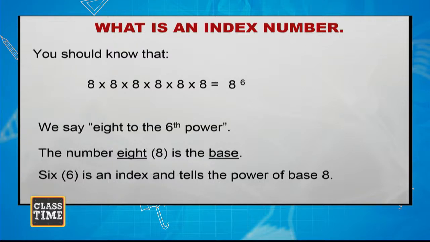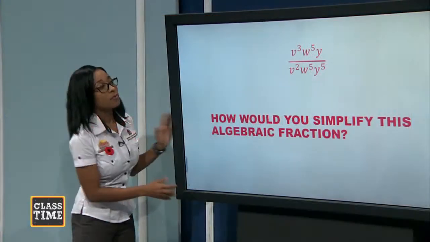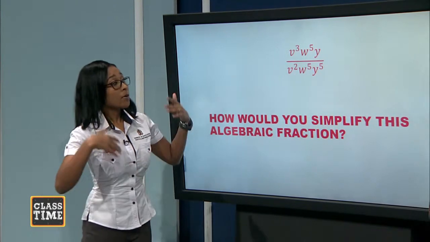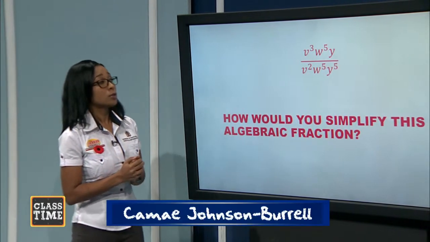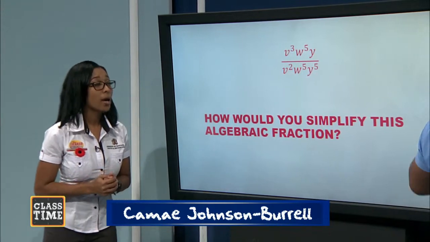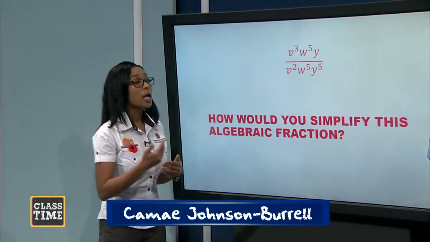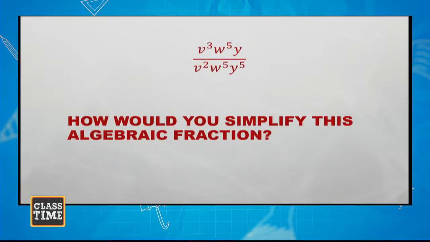So since we have an idea of what indices are, let's take a look. Here we have an algebraic fraction: v raised to the 3rd power, w raised to the 5th power, y, all divided by v squared, w raised to the 5th power, y raised to the 5th power. Now, we looked at algebraic fractions earlier. We did simplifying algebraic fractions. We looked at adding, subtracting, multiplying, dividing. But guess what? This one looks very sticky. It has a lot of things in it. I don't remember us doing any like this before, so this looks sticky.